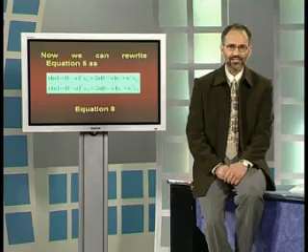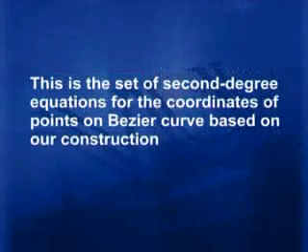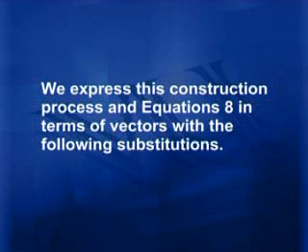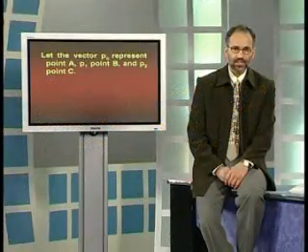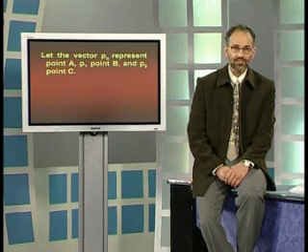Let's mark this as equations 8. This is the set of second degree equations for the coordinates of points on the Bezier curve based on our construction. We express this construction process and equations 8 in terms of vectors with the following substitutions. As we have already talked about, the idea is to express these equations in terms of matrices and vectors so that our subsequent processing can become efficient.